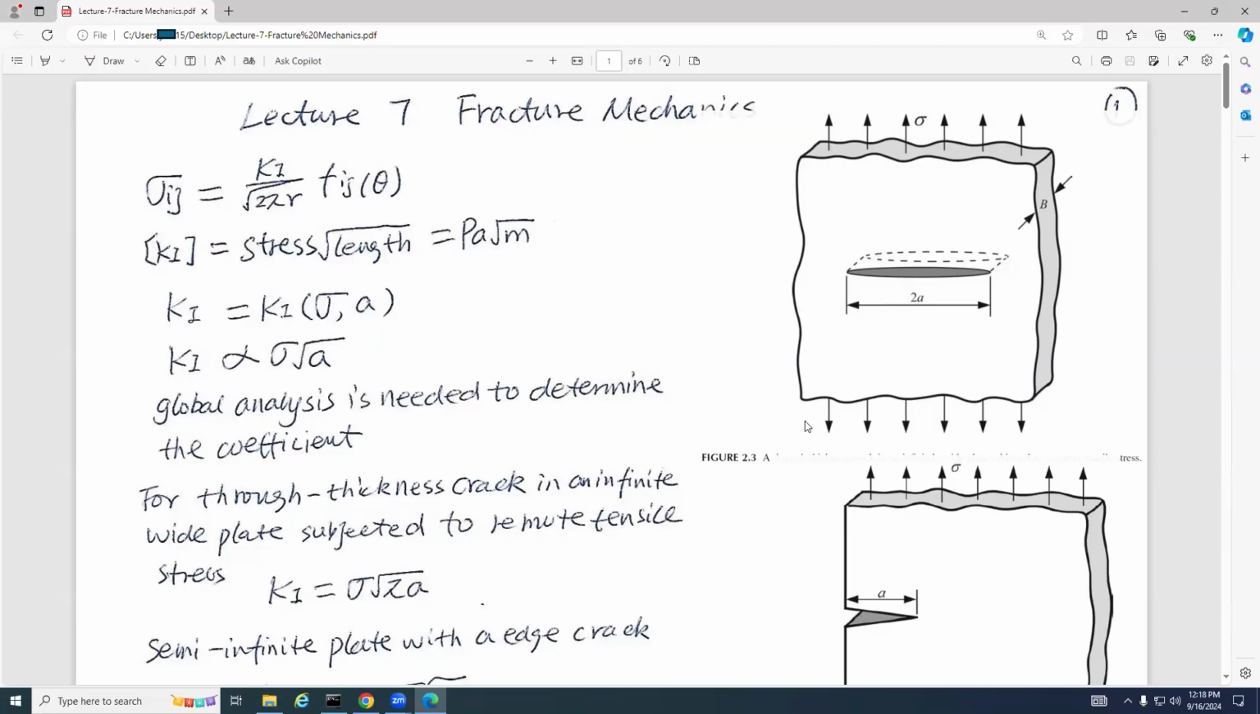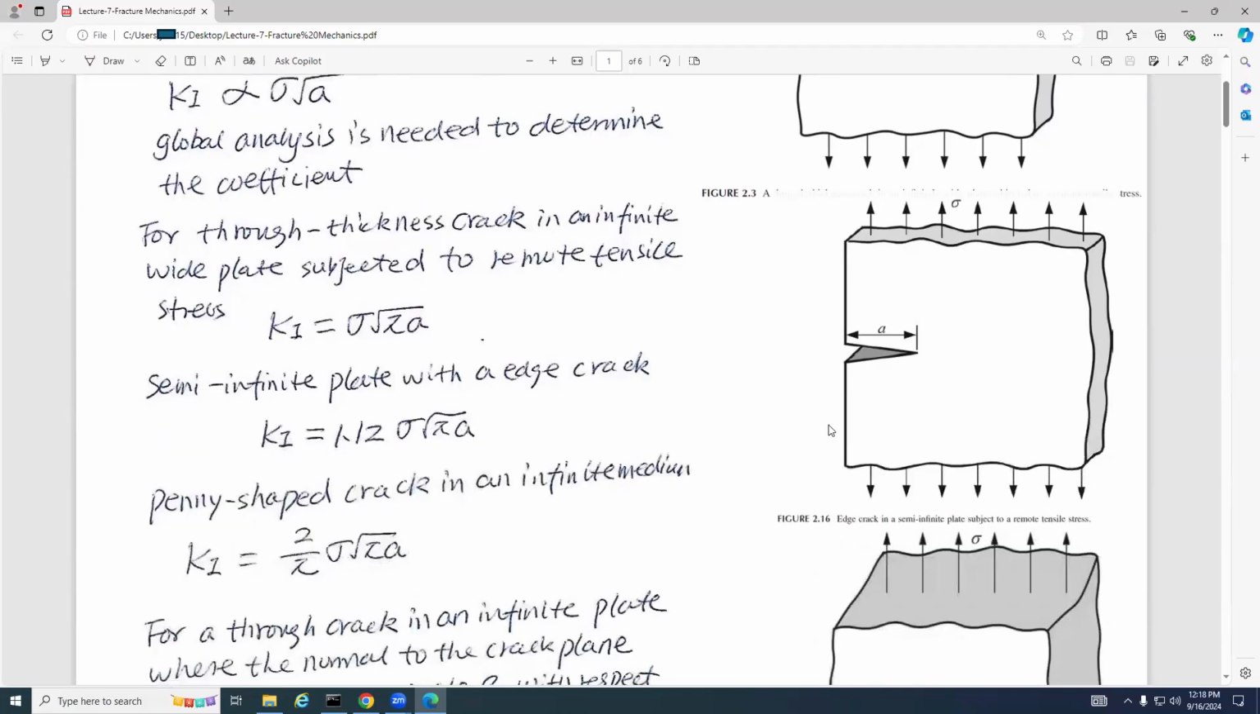But for the semi-infinite plate, I just cut it in the middle. Here it is finite. This is the edge. But for all other three directions, it is infinitely big. Here, the half crack still has a remotely applied load. For this one, the coefficient is a little bit higher than unity, than 1.0. So this is for the edge crack.